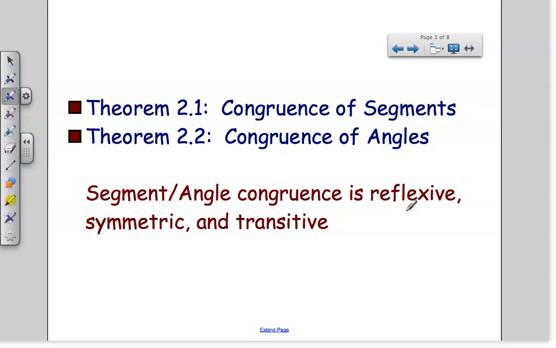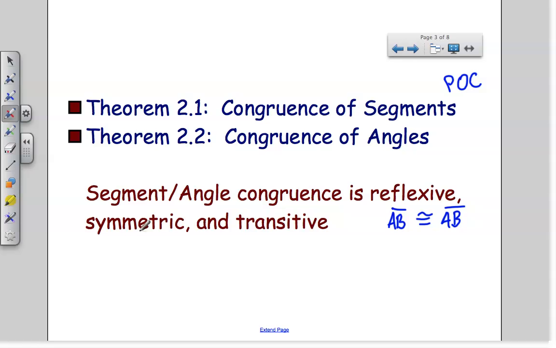Remember that the reflexive property said that something was equal to itself. Here we're talking congruence, so maybe a segment is congruent to itself, like segment AB is congruent to segment AB. The reason? Reflexive property of congruency. So instead of POE for property of equality, these will be POC because it's property of congruency.